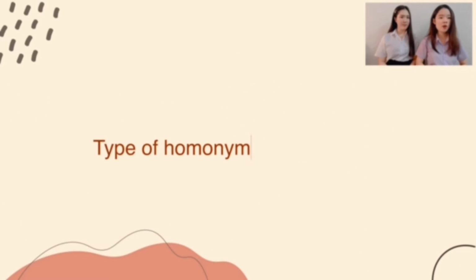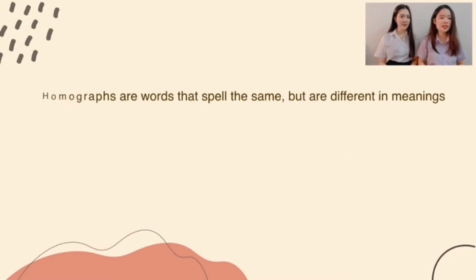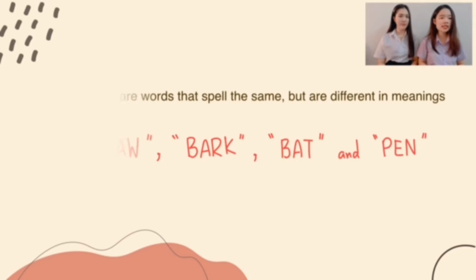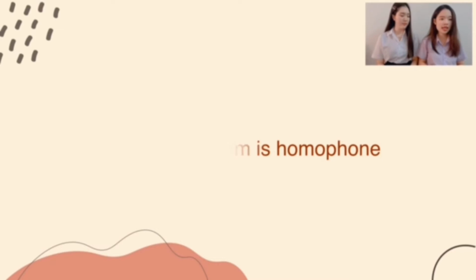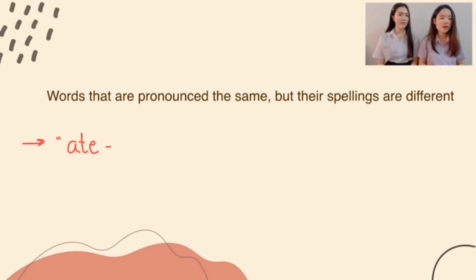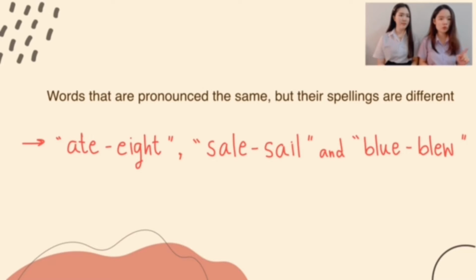The first type of homonyms is homographs. Homographs are words that are spelled the same but are different in meanings. For example, saw, bark, bat, and pen. And the second type of homonym is homophones, words that are pronounced the same but their spelling is different. For example, ate, sail, and boo.